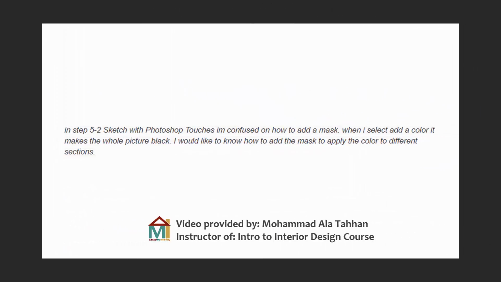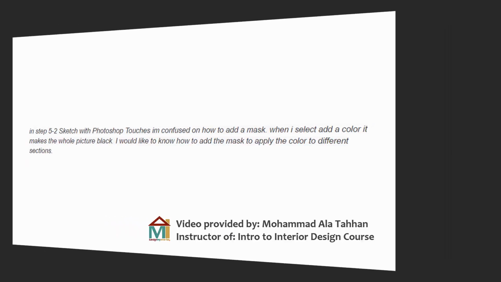I am Mohammad Tahhan. In the Intro to Interior Design course, one of my fantastic students has asked the following question. In step 5, number 2, sketch with Photoshop touches, I'm confused on how to add a mask. When I select add a color, it makes the whole picture black. So we will see in this tutorial how to solve this problem, and I will show you this in different ways. So let's begin.